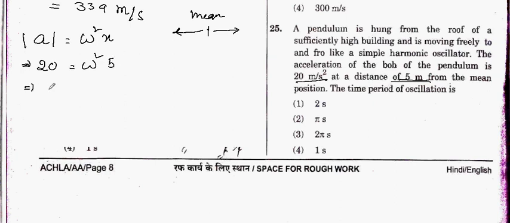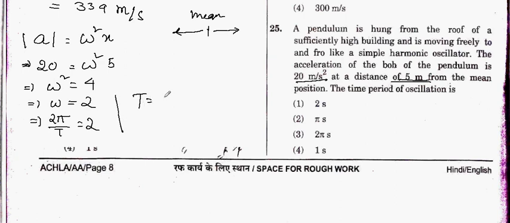So omega square is equal to 4. That means omega is equal to 2. And all of you know that omega means 2 pi by T. So 2 pi by T is equal to 2. This implies the time period is equal to pi second, as the 2 cancels out. So this is the correct answer, the time period of the pendulum. So your correct option will be 2.